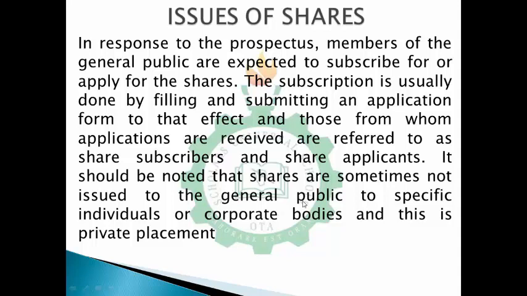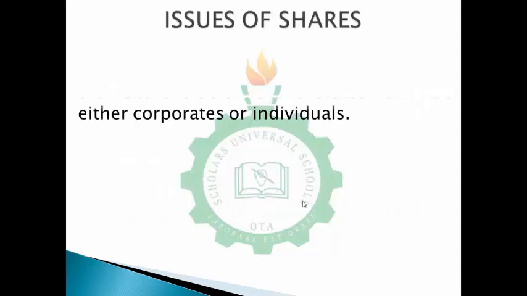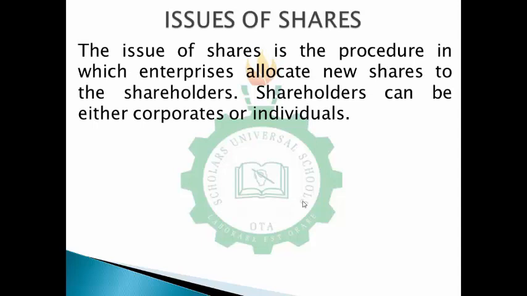placement. So shares that are not issued to the general public and rather issued to individuals or corporate bodies are called private placement. Okay, so the issue of shares is the procedure in which enterprises allocate new shares to the shareholders. When we say issue of shares, we're talking about the procedures in which enterprises allocate new shares to shareholders. And shareholders could be either corporate bodies or individuals. When I say corporate, I mean companies. So companies could also buy shares of another company. So companies can own companies. That's what I'm saying. Also individuals too could own companies.